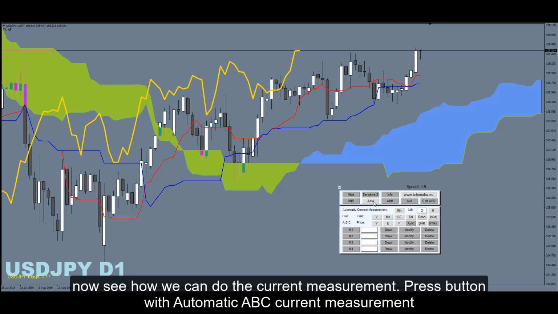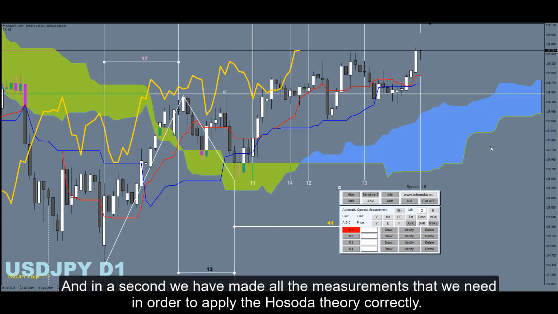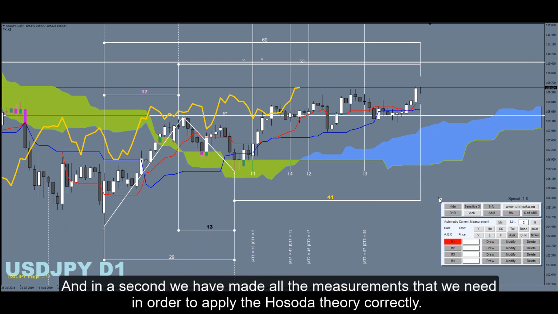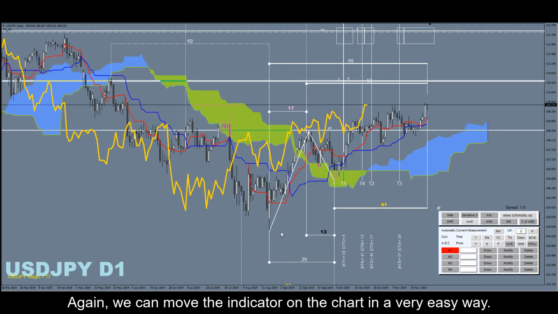Now see how we can do the current measurement. Press the button with automatic A, B, C current measurement. Please note that we want to measure the points A, B and C. And in a second, we have made all the measurements that we need in order to apply the Hosoda theory correctly. Again, we can move the indicator on the chart in a very easy way.